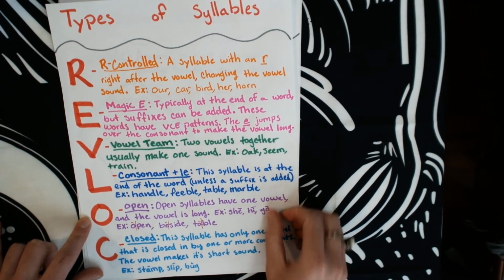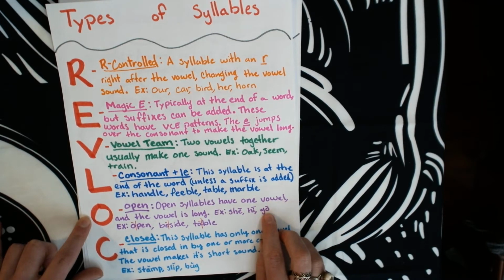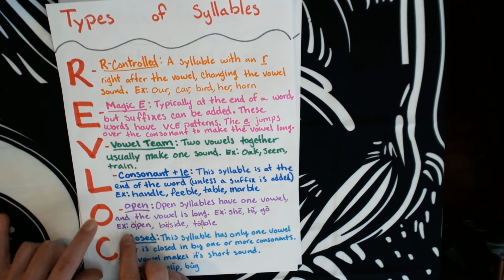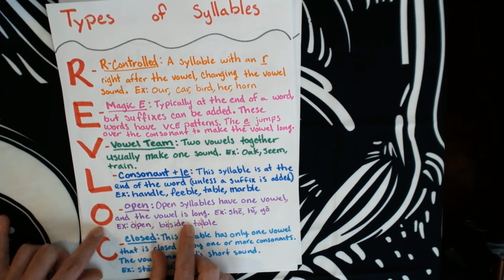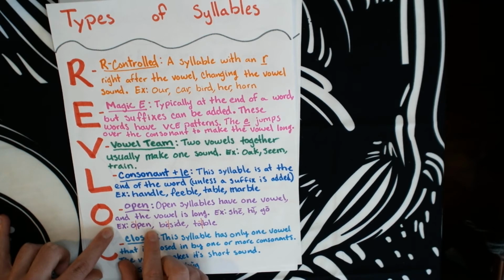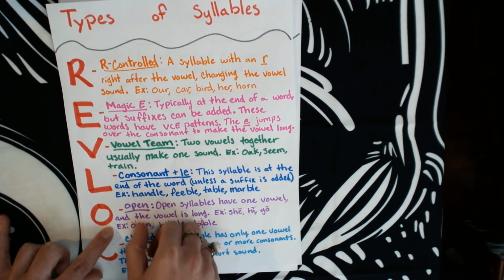For instance, the word go, that O vowel is the last letter in the word. There is no consonant to close the door, so it's open and it's this long sound. You can also have open syllables in multisyllabic words. So for example, the word open, we divide after the O.